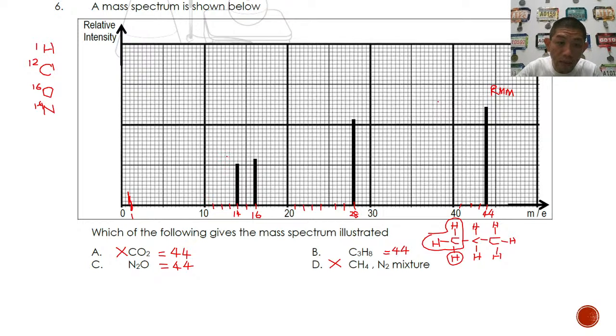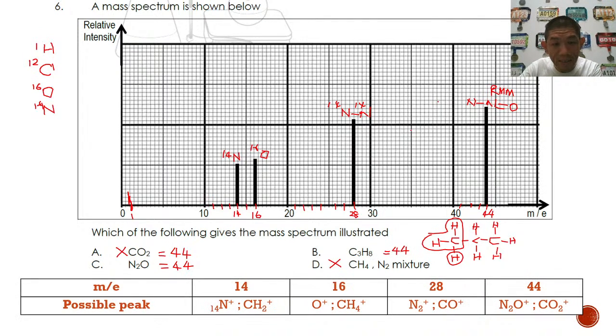structure, 14 is probably given by nitrogen, oxygen is given by 16, 28 is given by nitrogen, and finally this one is the RMM, so it's probably N2O. So how does the Lewis structure of N2O look like? This is how the structure of N2O looks like. So with this, the best answer for number 6 is C.